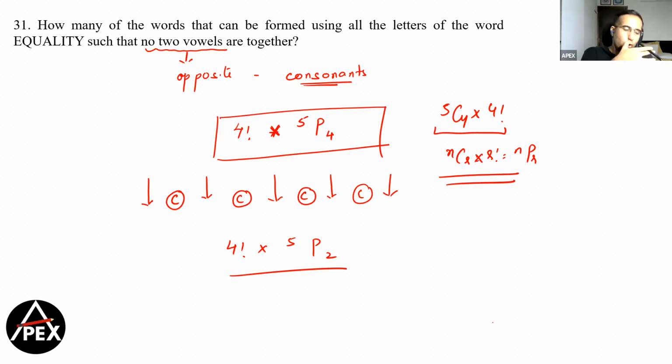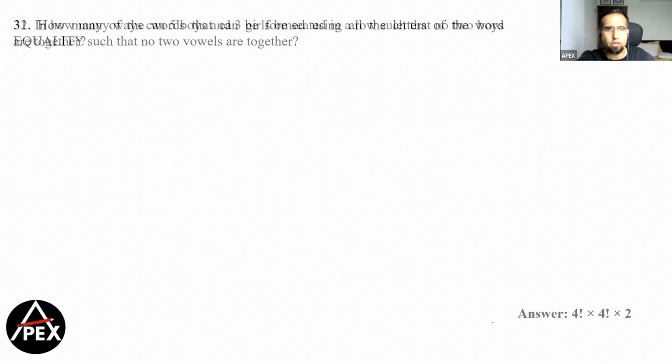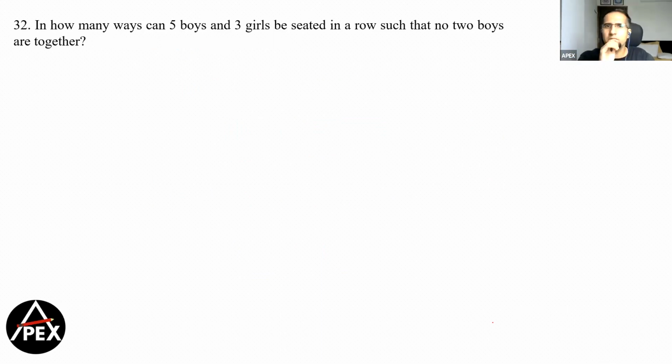Can I proceed, guys? No two vowels are together. This is a question which people confuse with all the vowels are not together or alternate positions. No two vowels are together. So memorize this logic. The answer is wrong here. Ignore that. Can we solve this, please? Very interesting question.